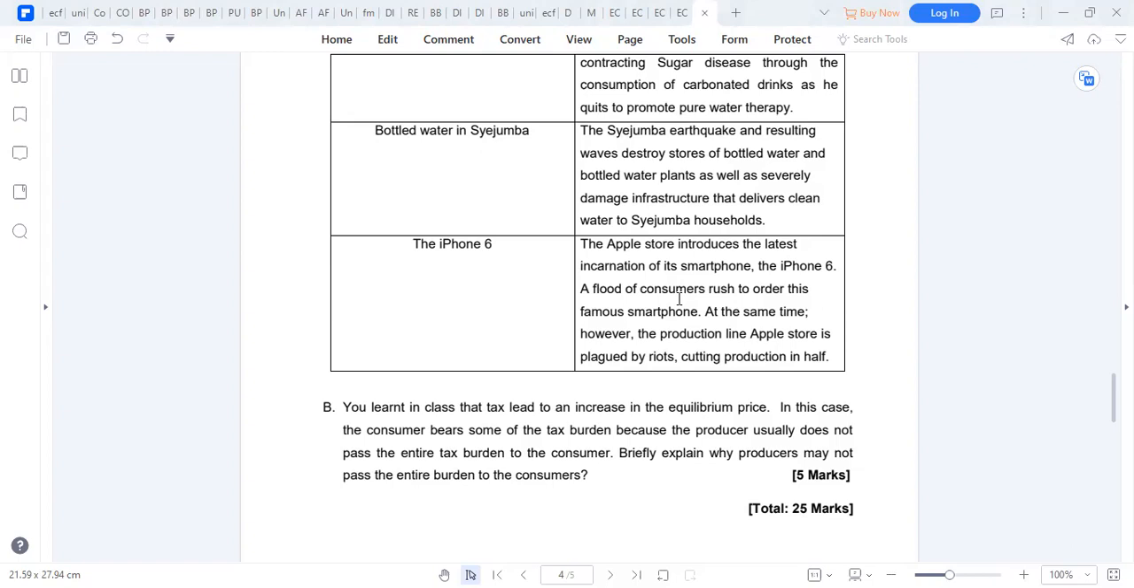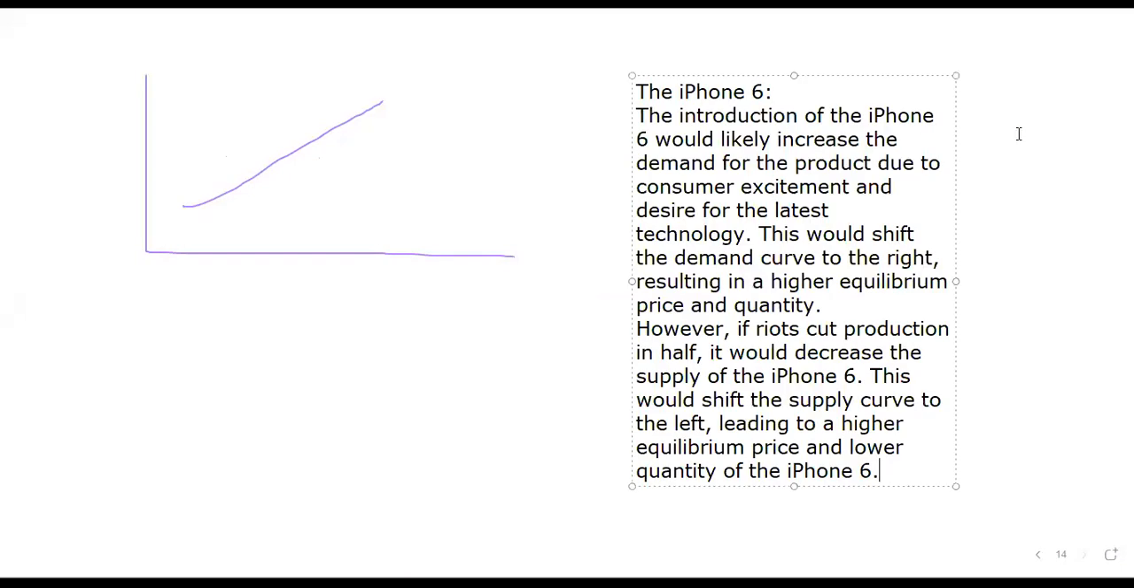However, if riots cut production, it would decrease the supply of iPhone 6. This would shift the supply to the left, which will also lead to a higher equilibrium price. So these are just illustrations based on how we understand the law of demand and supply. So with a new iPhone, we must understand that the introduction of a new iPhone would increase the demand.